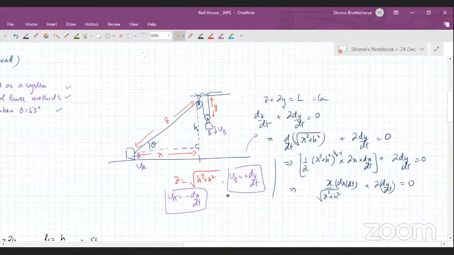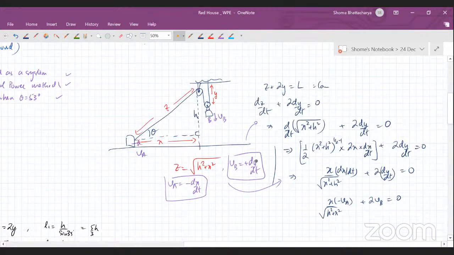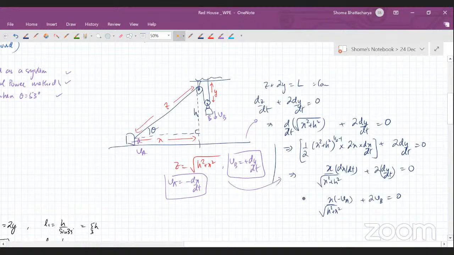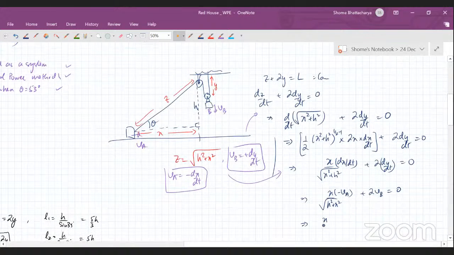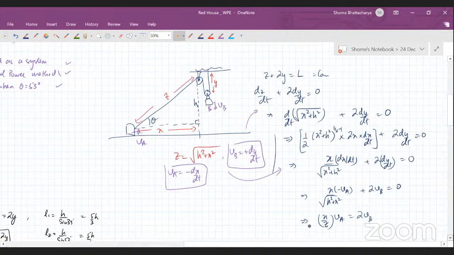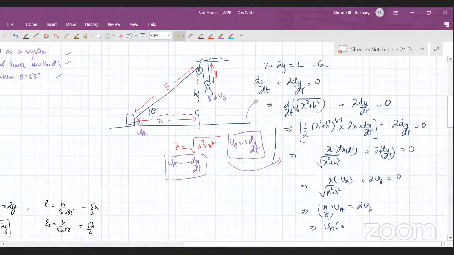Now you plug in these two things here. So dx by dt can be substituted as minus va. So x into minus va upon root of h square plus x square plus 2 times vb is 0. In the diagram you can see that x upon root of h square plus x square is nothing but x by z. So x by z va is equal to 2 vb, and x by z va is nothing but cos theta. So va cos theta is equal to 2 vb.